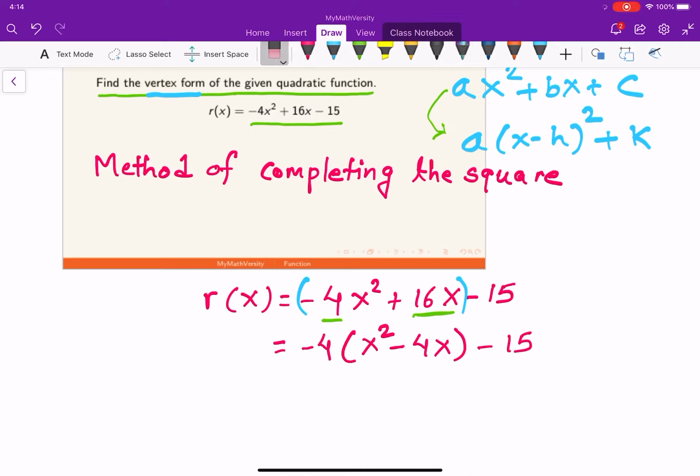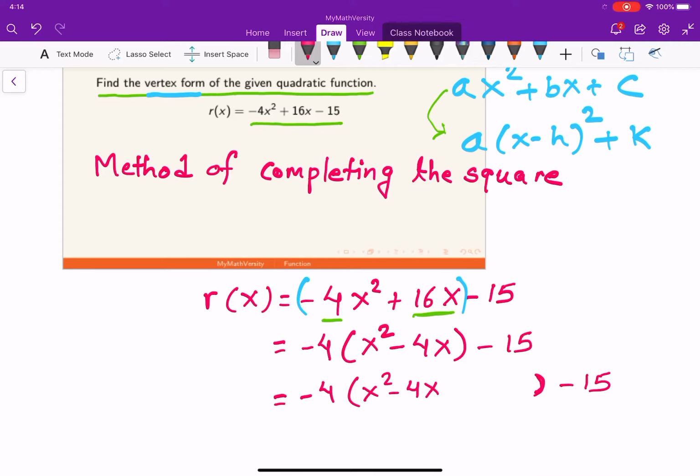Now what we need to do is add and subtract a number inside this parenthesis in such a way that some of the terms become a perfect square. So how can I do that? On this step, we need to add and subtract some number. So let me leave a good space over here, before the minus 15, so that I can add and subtract some number. What number can I add and subtract here so that at least a few terms make a perfect square? Let's see.